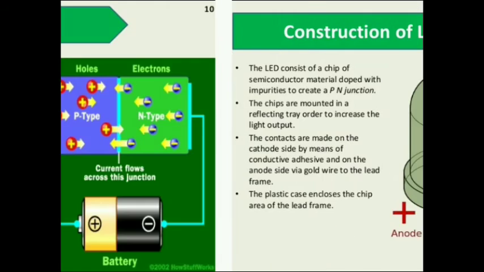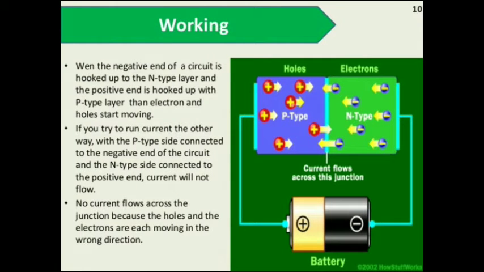Okay, so working. When the negative end of the circuit is hooked up to the N-type layer and the positive end hooked up to the P-type layer, then the electrons and holes start moving. If you try to run current the other way, with the P-type side connected to the negative end of the circuit and the N-type side connected to the positive end, current will not flow. No current flows across the junction because the holes and the electrons are each moving in the wrong direction.